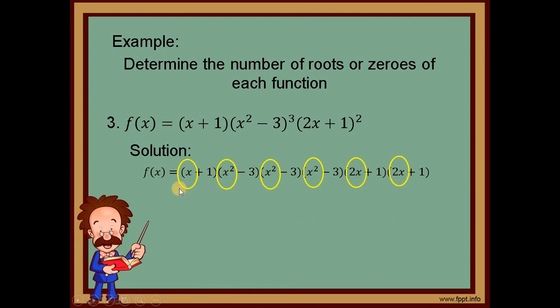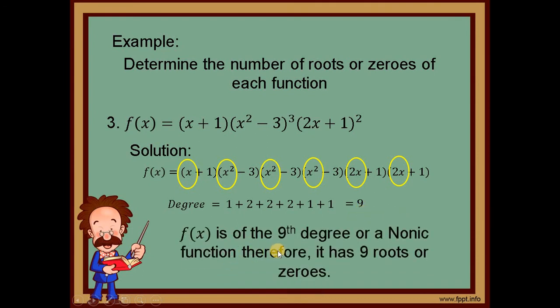Now, since sila ay lahat ay variable x, so pag nag-multiply tayo, ina-add lang natin yung exponent. Okay? So, ibig sabihin, kailangan ko lang i-add lahat ng exponent niyan. So, ito ay raised to 1, raised to 2, raised to 3. So, we have 1, 2, plus 2, plus 2, plus 1, plus 1. And therefore, pag in-add natin lahat yan, the answer is 9. Therefore, f of x is of 9th degree or a nonic function. Therefore, it has 9 roots or zeros. And we're done.